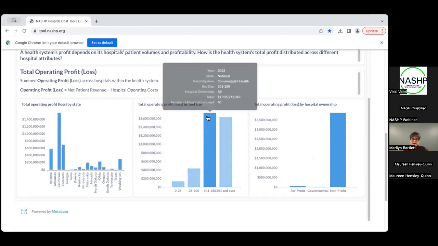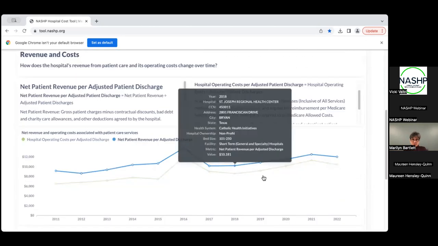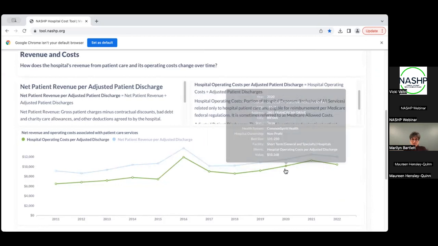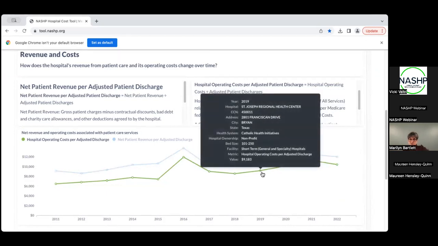Now, one of the things that's interesting when you did go through the view of hospital here, I wanted to show you on this that it will show you that Common Spirit Health is the health system in 2020, but in 2019, the health system is Catholic Health Initiatives. So we have updated the system with the compendium information that will put this hospital in the system it was in that particular year.